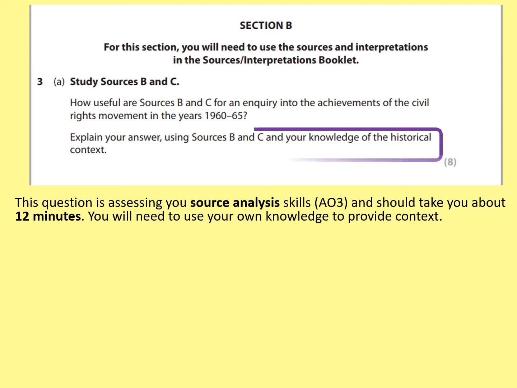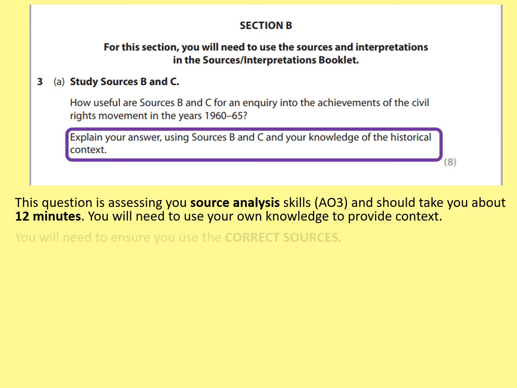It's crucial here to make sure that you're using the right sources. Typically this paper includes 3 sources and 2 interpretations. Source A goes with the 4-mark question at the start of the paper, and sources B and C are helpful for the rest of the paper. Explain your answer using sources B, C and your own knowledge of the historical context. Make sure you are using the stated sources, which will be, typically like I say, sources B and C. It's an 8-mark answer. That gives an indication as to how much you should write.